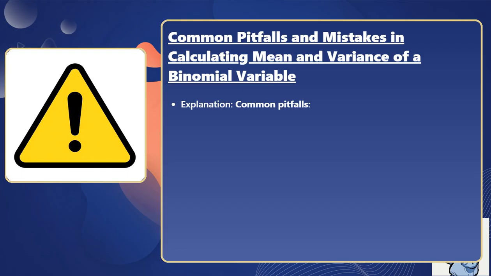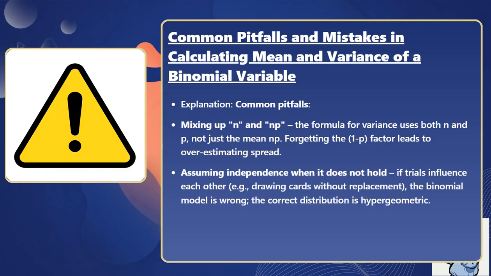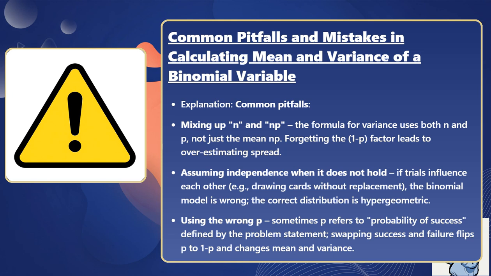Explanation: common pitfalls. Mixing up n and np: the formula for variance uses both n and p, not just the mean np. Forgetting the 1 minus p factor leads to overestimating spread. Assuming independence when it does not hold: if trials influence each other, for example drawing cards without replacement, the binomial model is wrong. The correct distribution is hypergeometric. Using the wrong p: sometimes p refers to the probability of success defined by the problem statement. Swapping success and failure flips p to 1 minus p and changes mean and variance.